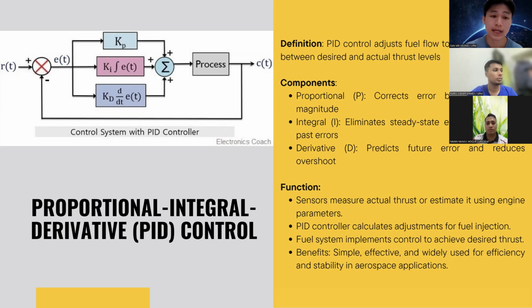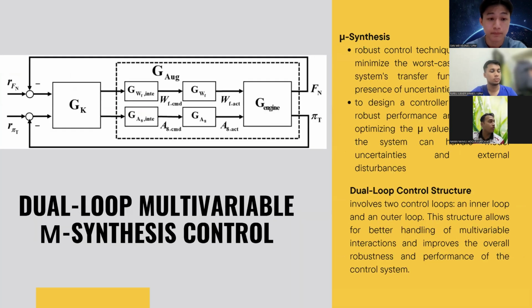Let us look at another control strategy, which is mu synthesis. We will focus on dual loop multivariable mu synthesis control. This control strategy combines two concepts: the first is the dual loop control structure, and the second is mu synthesis. Mu synthesis is a robust control technique that focuses on minimizing the worst case gain of the system transfer function, even in the presence of uncertainties.